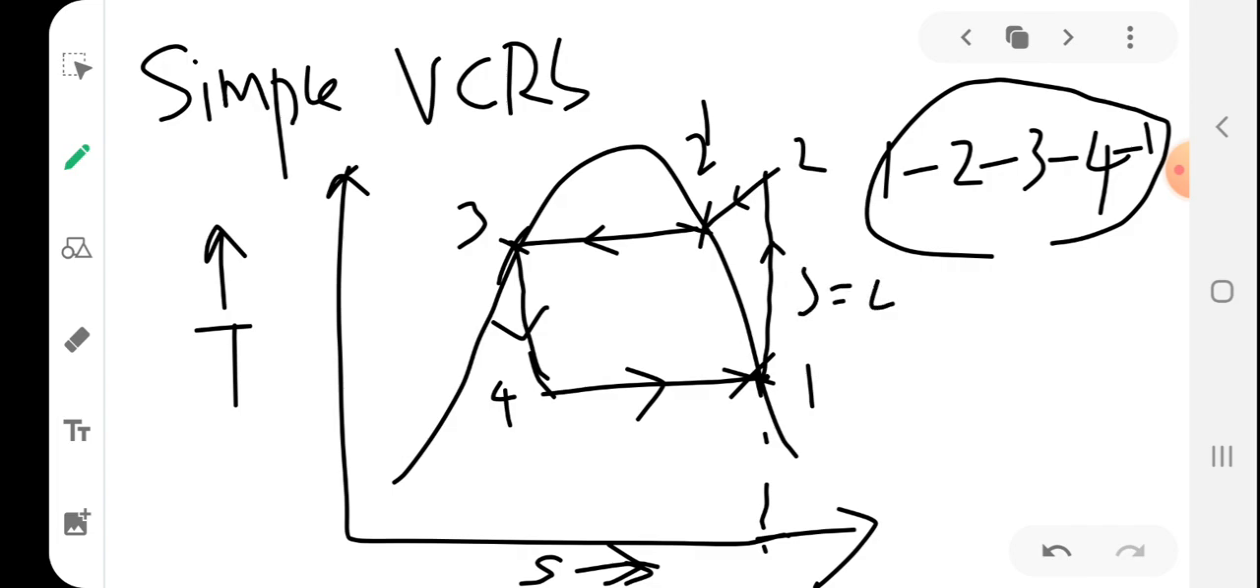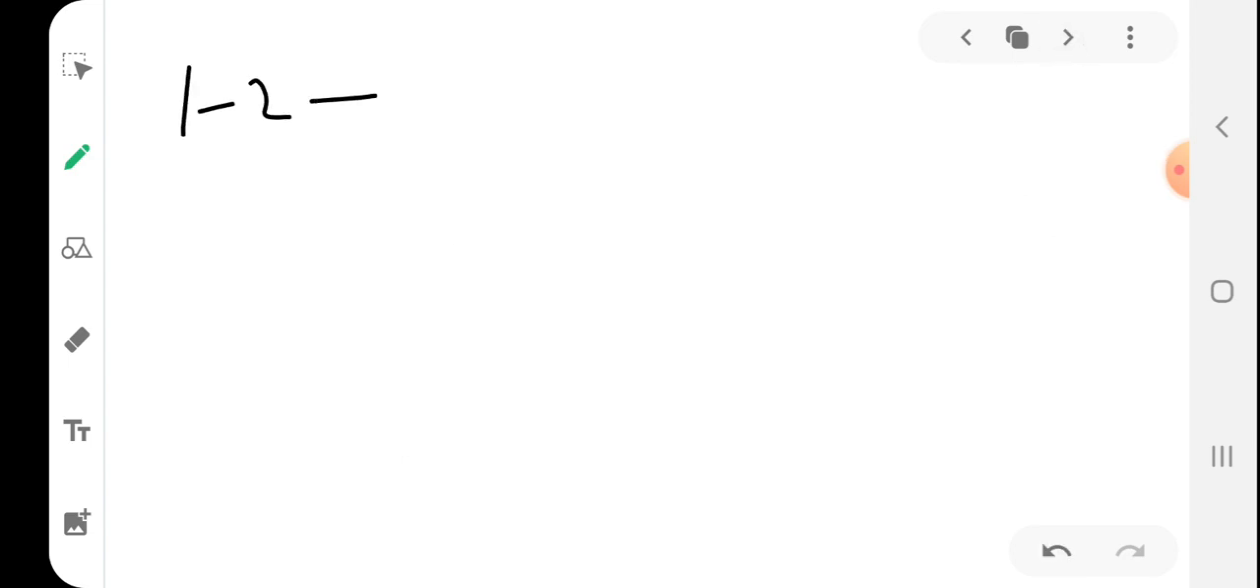Here S is constant, meaning entropy is constant, meaning an isentropic process. Temperature is increasing from 1 to 2 and pressure is also increasing. When you go vertically upward, pressure increases. So this process is isentropic compression. So 1 to 2 is isentropic compression.